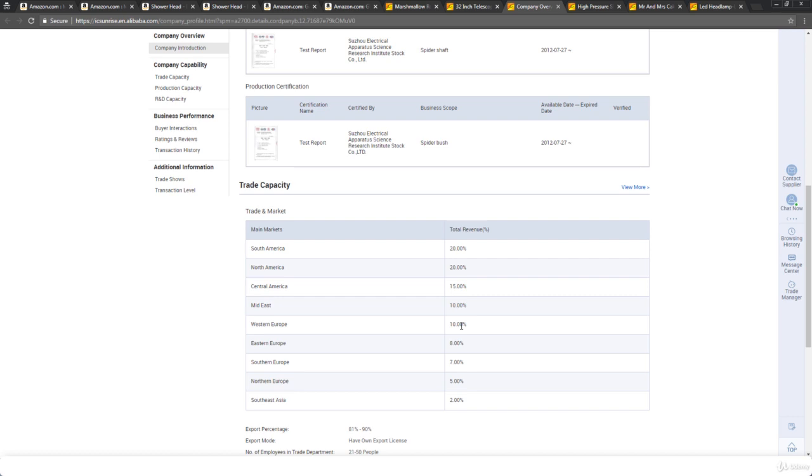That's very important. I would not buy from a supplier. So if I was buying, say, for the Western European market, I would not buy from a supplier who does no trade at all in Western Europe.